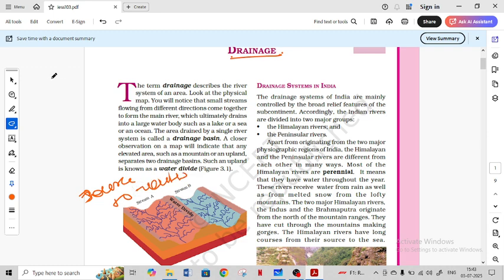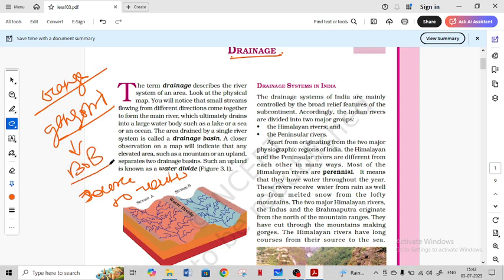Let's take the example of the Ganga. Ganga originates from the Gangotri Glacier, so Gangotri Glacier is the origin or source, and the mouth is the Bay of Bengal. Next, there is a concept called water divide. What is a water divide? Let's refer to this diagram. A water divide is a highland region. Let's draw it here: it's a mountain, and on this side we have one river, and on this side we have another river. This is the water divide.